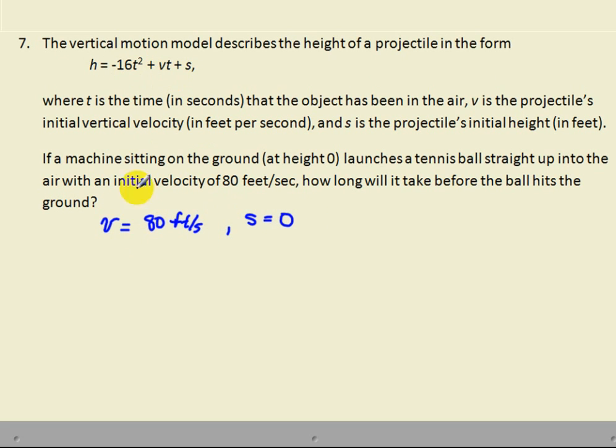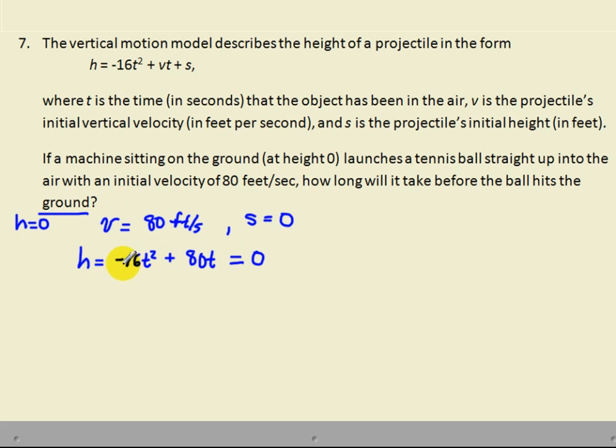Okay, so now we can rewrite this equation with what we know. So we have h equal to negative 16 t squared plus 80t. So v is 80, so we have 80t. And because s is 0, it drops out of our equation. How simple is that, right? Okay, so we have height is equal to negative 16t squared plus 80t. Well, we still have 2 variables and we really want 1. So now we look back at the problem and we notice, how long will it take before the ball hits the ground? In other words, h is equal to 0 at the time that we're looking for. So we have negative 16t squared plus 80t is equal to 0.